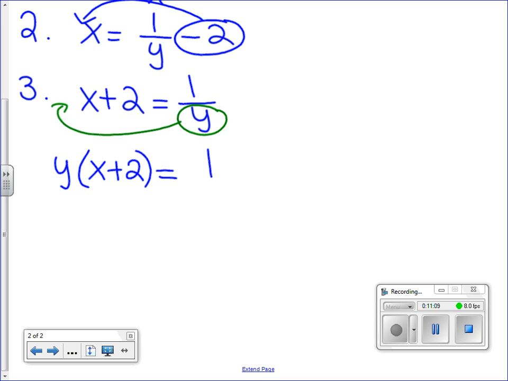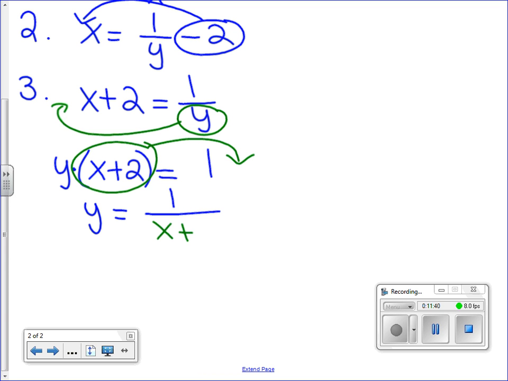And then, just to solve for y, what are the y and the x plus 2 inside parentheses doing to each other? Multiplying. Right here, the y and the stuff in parentheses are multiplying, right? Because there's no sign in between. So we know they're multiplying. So what I'm going to do is take this whole expression, take it across, and from multiplying, it will be dividing. And we're almost done. That is the inverse.